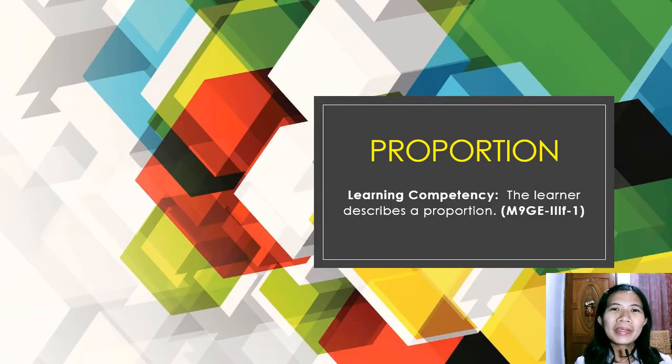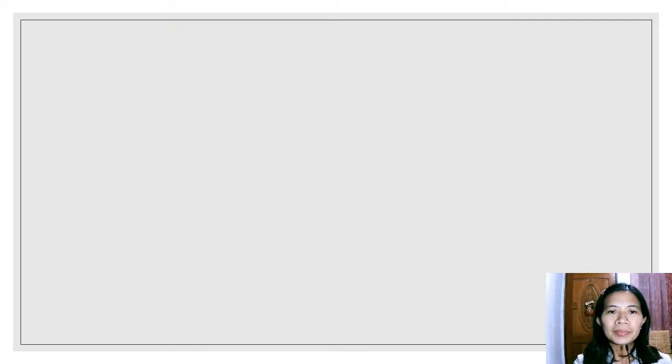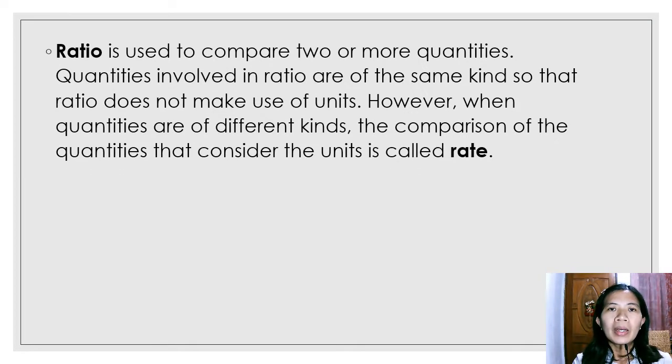Grade 9 learners, this week's topic is about proportion. The learning competency is that the learner describes a proportion. So what is a ratio? A ratio is used to compare two or more quantities.